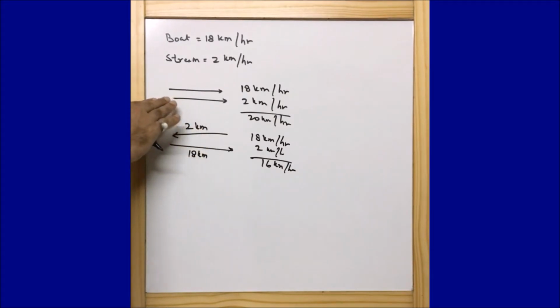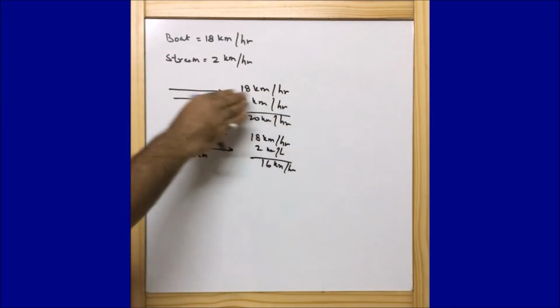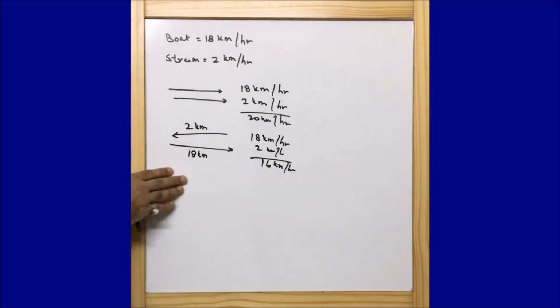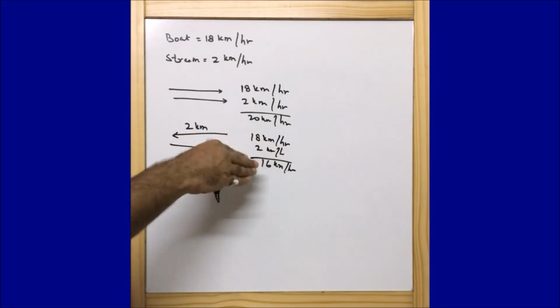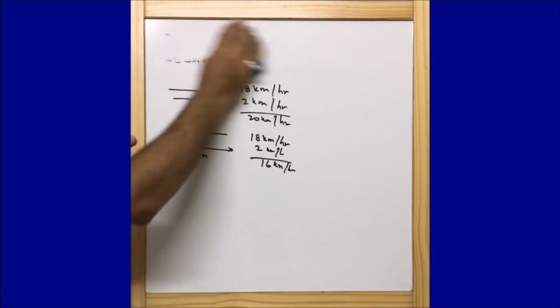So this is one thing that we should keep in mind. If the boat is moving in the direction of the stream, then the speed of the stream gets added to the speed of the boat. If the boat is moving against the direction of the stream, then the speed of the boat will be reduced by the speed of the stream. Now keeping this in mind, let us move ahead and try to solve this question.